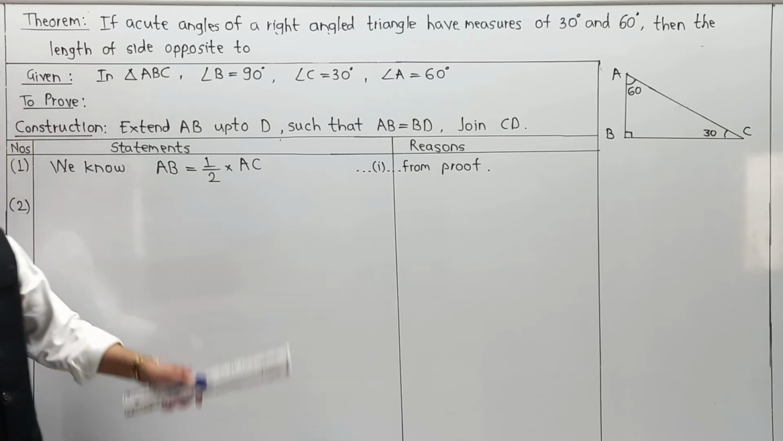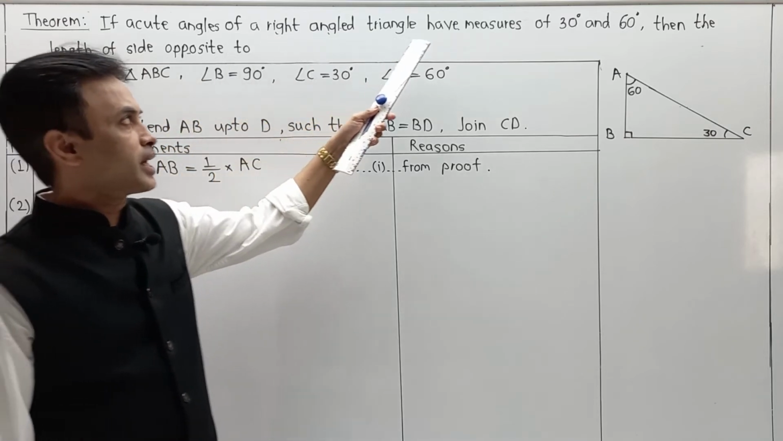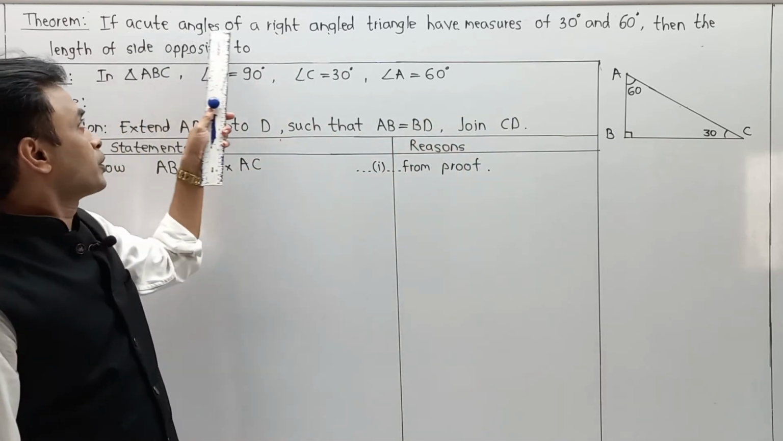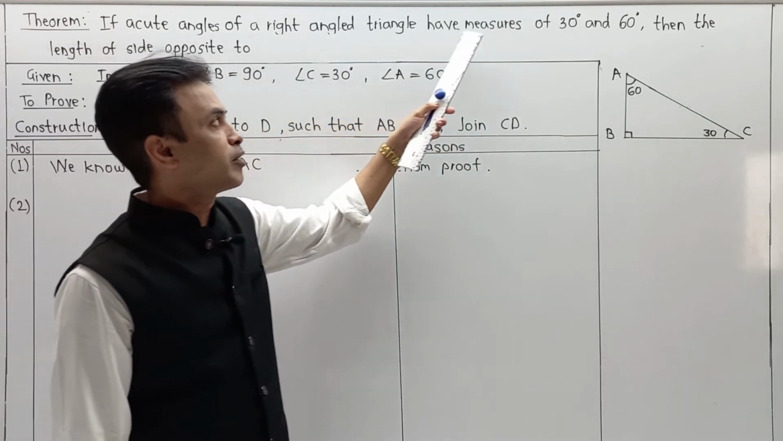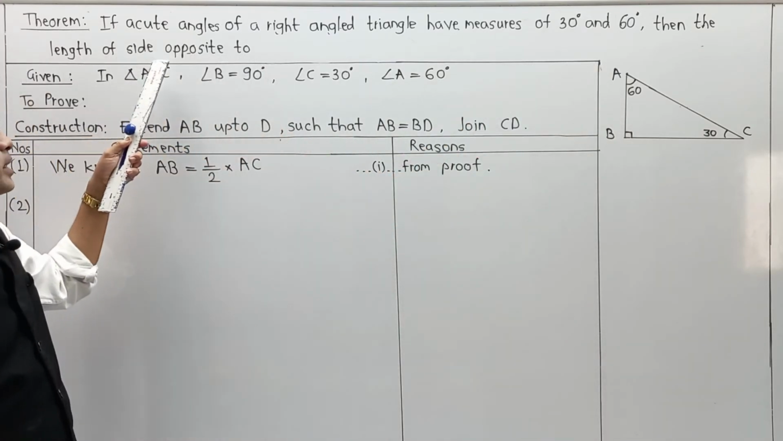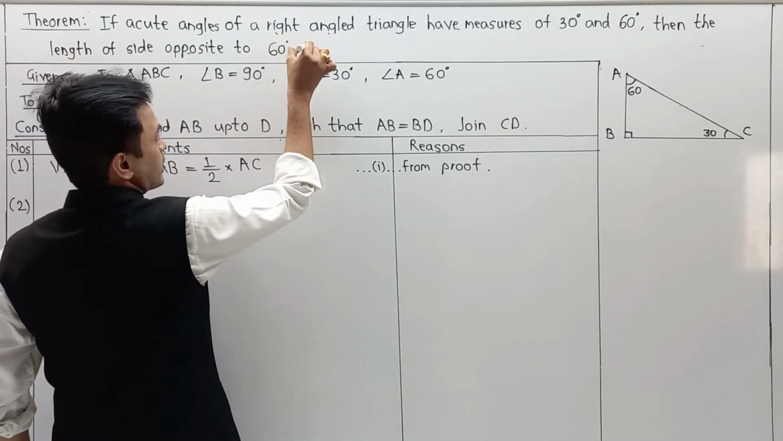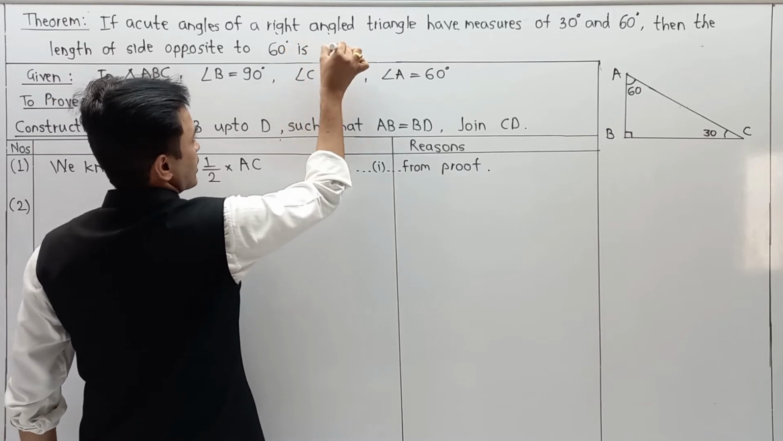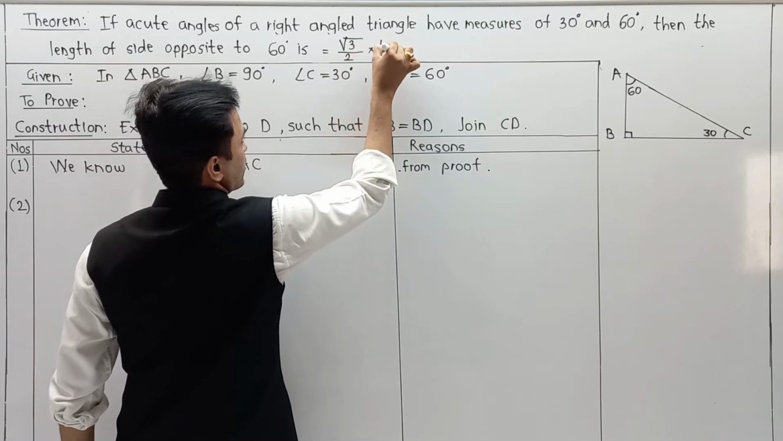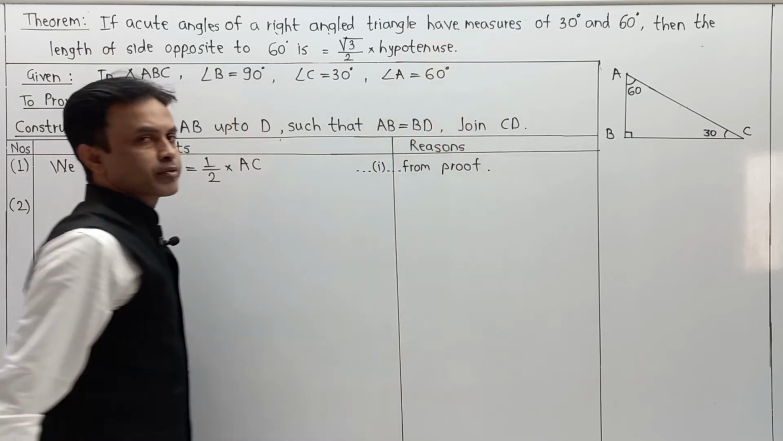Students, please pay attention, the part is the theorem. If the acute angles of a right angle triangle have measures of 30 degree and 60 degree, then the length of the side opposite to the 60 degree angle is equal to root 3 by 2 times of the hypotenuse. That part we have to prove.